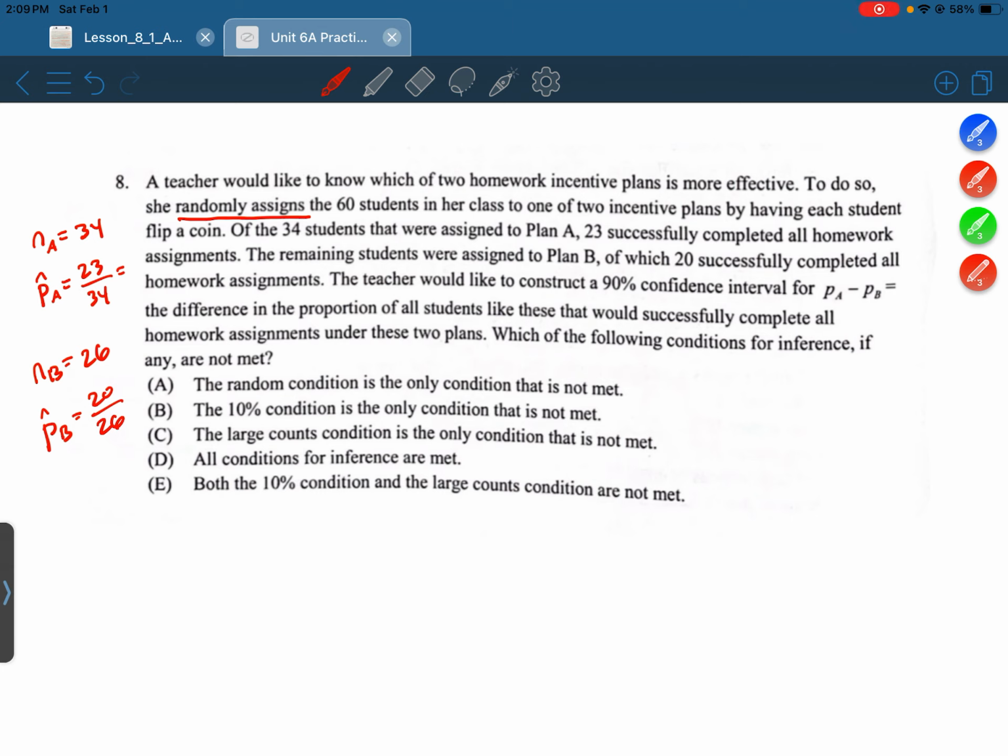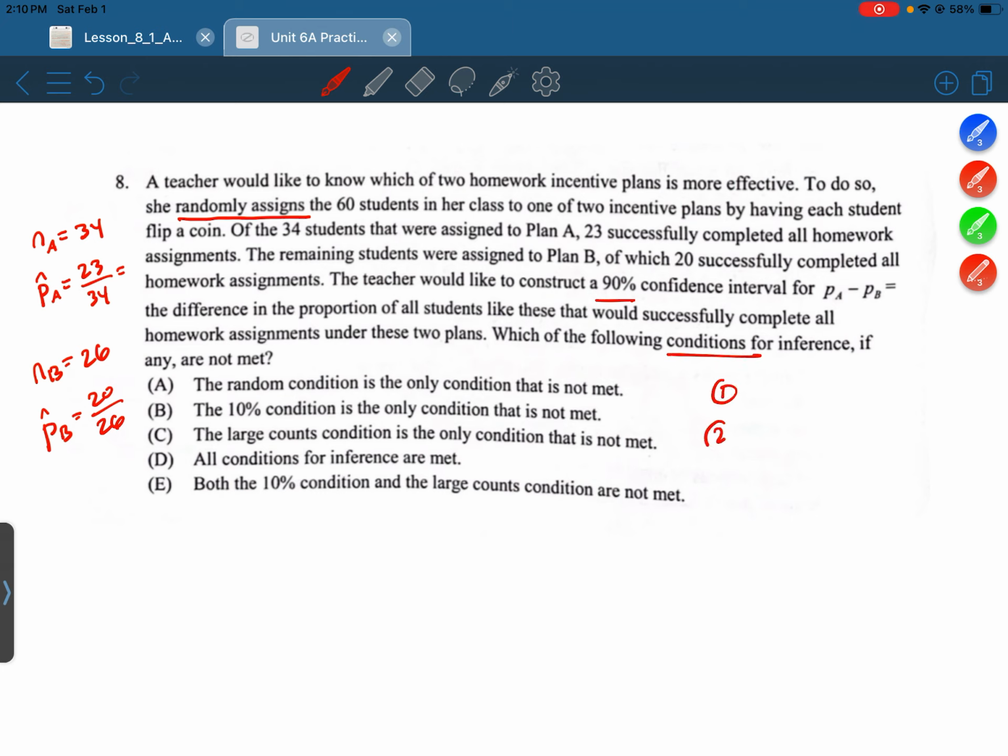Okay, the teacher would like to construct a 90% confidence interval for PA minus PB, which would be the true difference in the proportion of all students like these that would successfully complete their homework assignment under the two plans. Which of the following conditions for inference, if any, are not met? Okay, so this is a question about conditions.